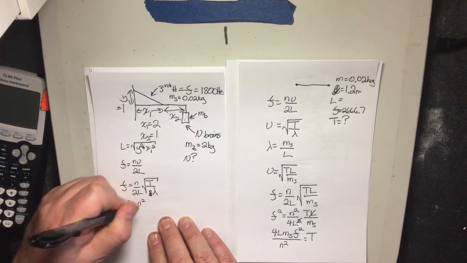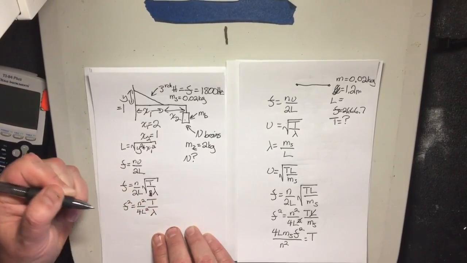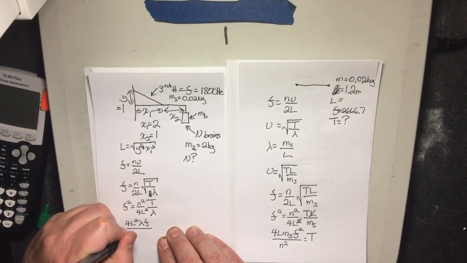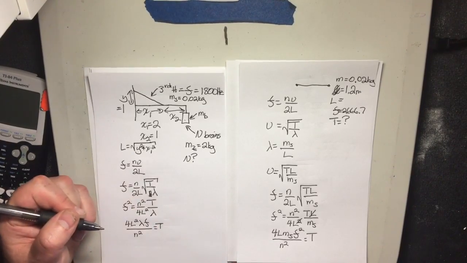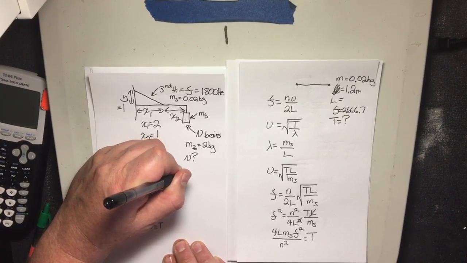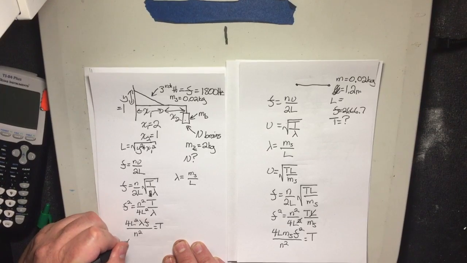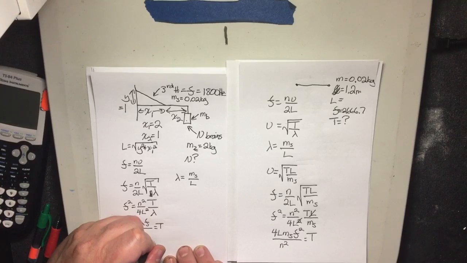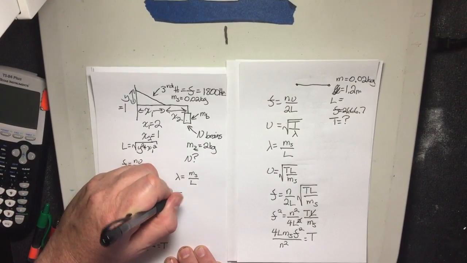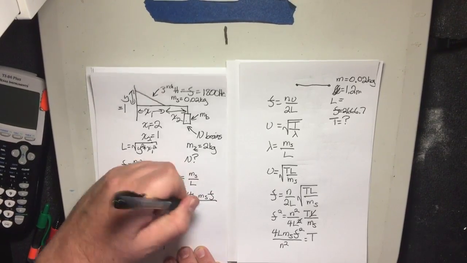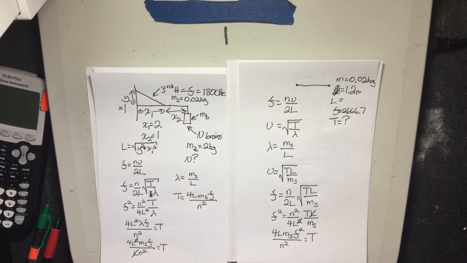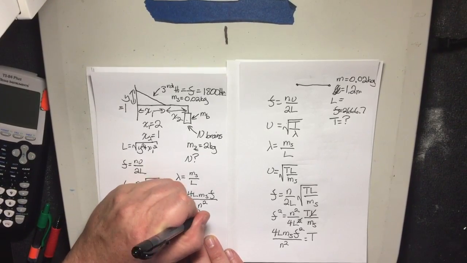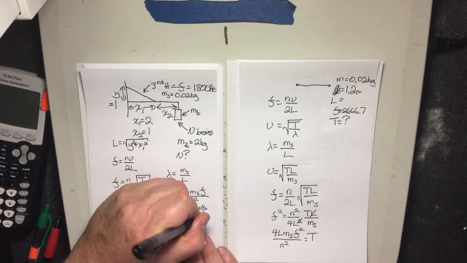F squared equals n squared over 4L squared times T over lambda. So 4L squared lambda F squared over n squared is equal to T. Lambda is mass of the string divided by L. So this becomes 4L squared ms F squared over L n squared. The L's cancel, left with tension. So tension is 4L ms F squared over n squared. Now at this time, to keep our sanity, we'll plug in 4 times the square root of 1 squared plus 2 squared, times 0.02.